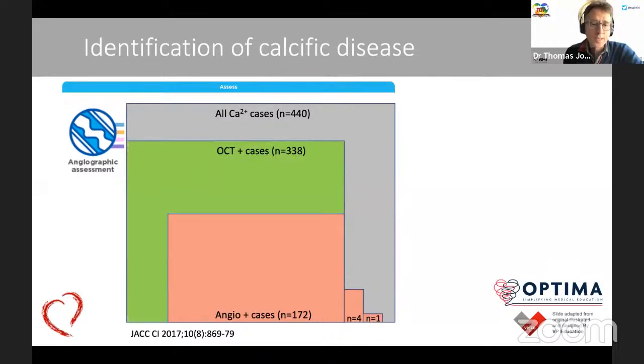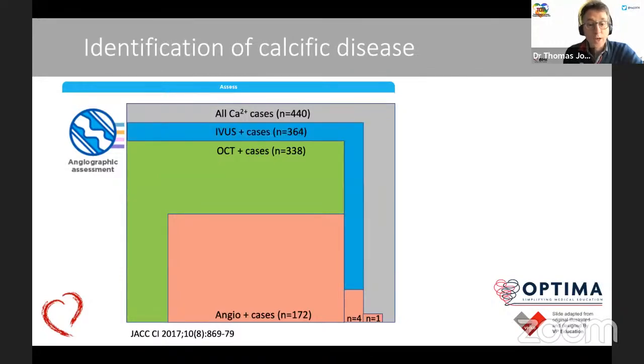If we look at OCT, and we've seen how OCT can both give us presence of calcium but also thickness of calcium, we see that a far greater majority of patients are identified. But interestingly, actually, IVUS represents probably the most accurate form of detection of calcium. And this is partly through the fact that thrombus tissue in the presence of deep wall calcium, those other tissue characteristics can obscure our awareness of calcification by OCT.